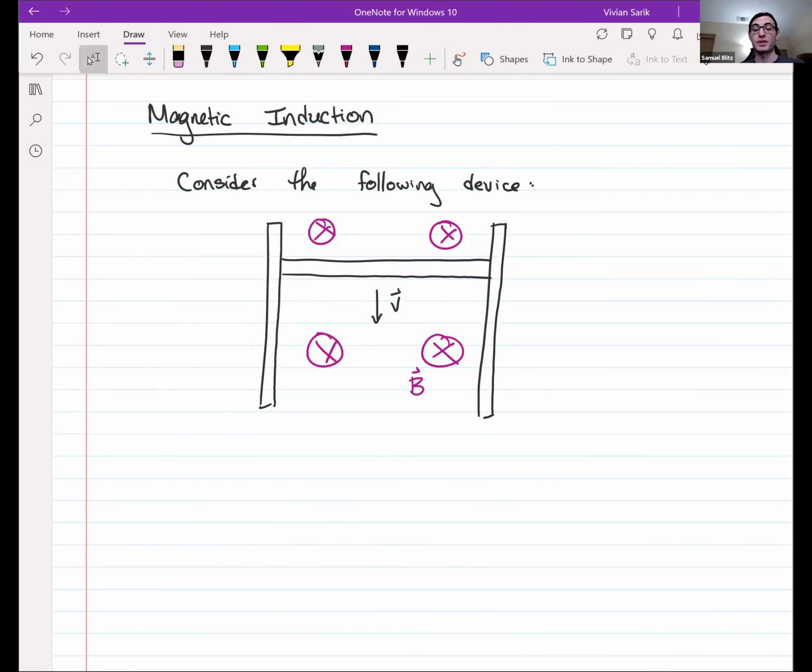So we can ask what happens to the charges in the conductors. Charges in conductors are free to run around, they're free to move wherever they want. So if there's a force on those charges, they will move. They will experience the force, they will accelerate, and they will obtain a velocity. So as the rod moves downwards, we can ask what happens to the charges in the rod.